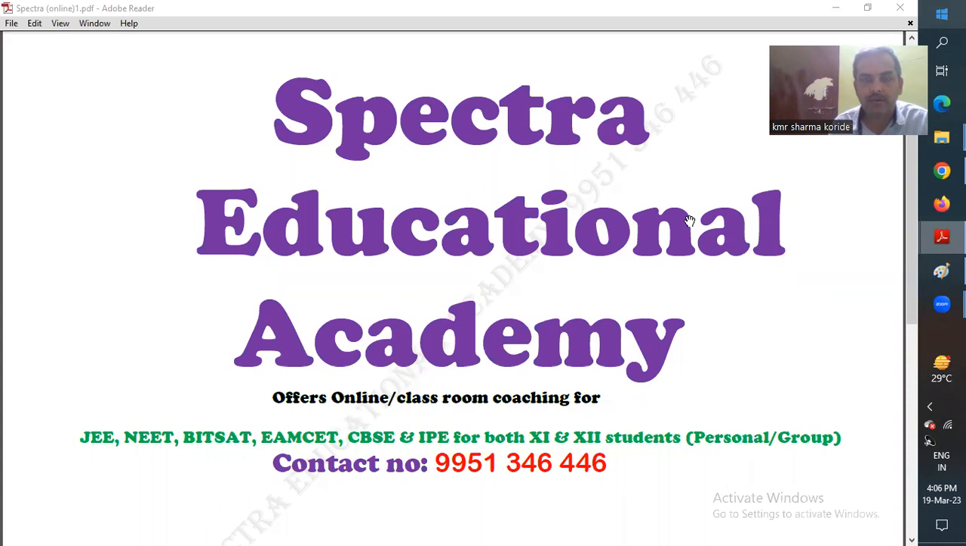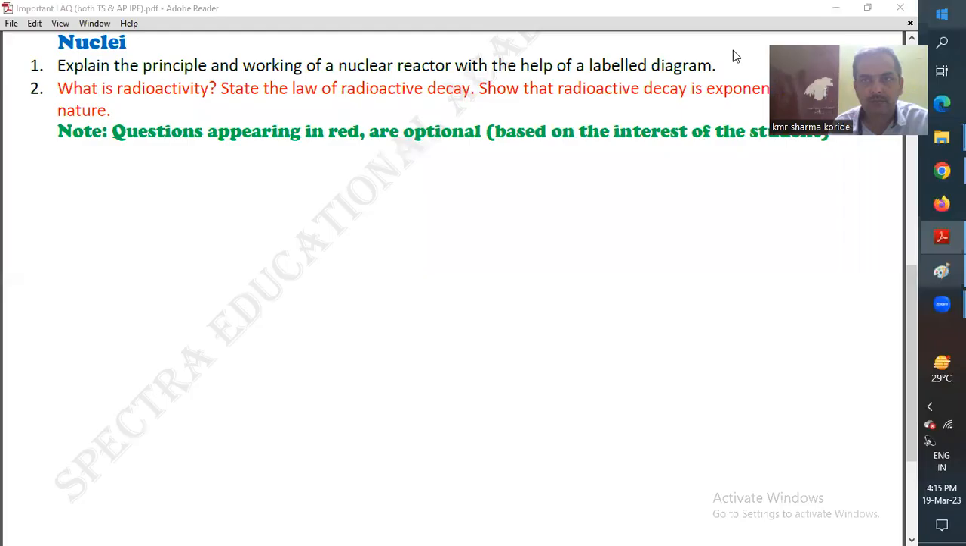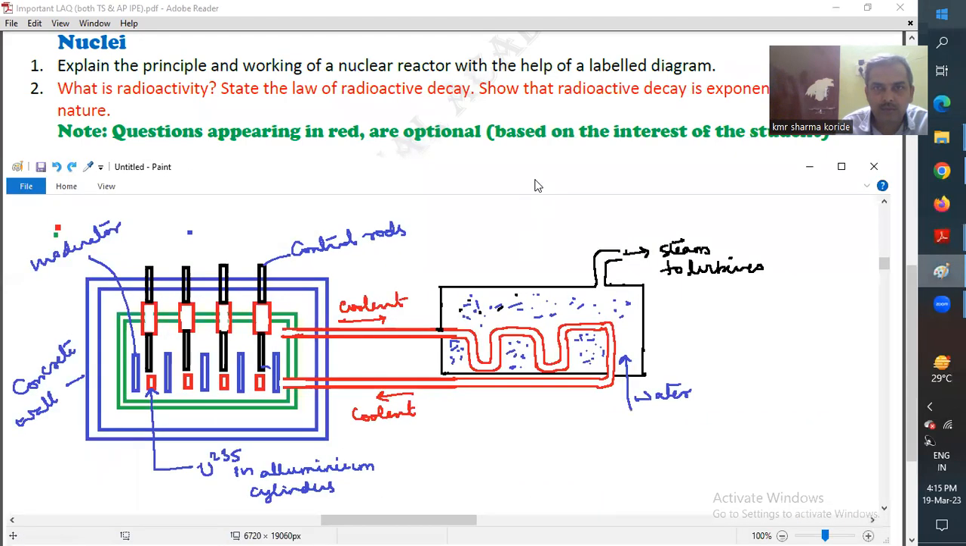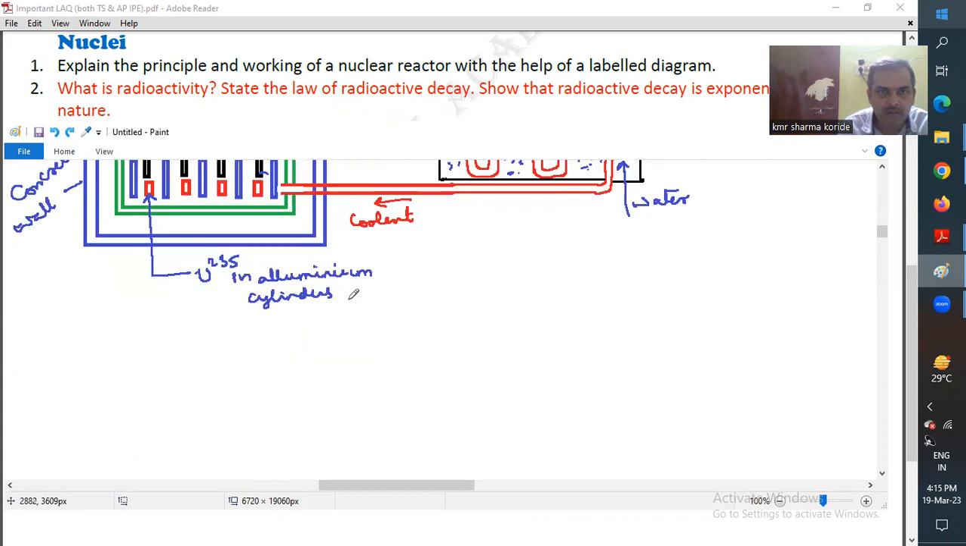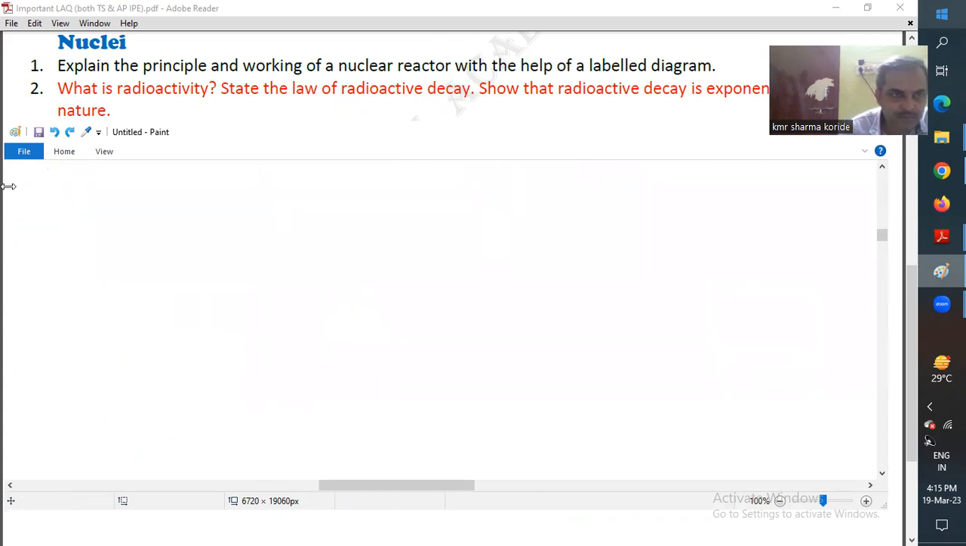In this video, I am going to explain answers for long answer type questions in the chapter Nuclei. The first question is, explain the principle and working of nuclear reactor with the help of a labeled diagram. So first, don't forget to draw the diagram like this and in a proper way. For drawing the diagram, you will get 1 mark. And afterwards, you start describing. So first, the principle.